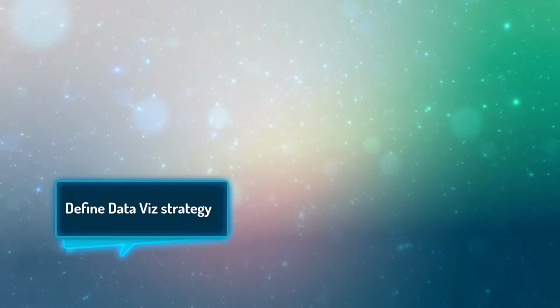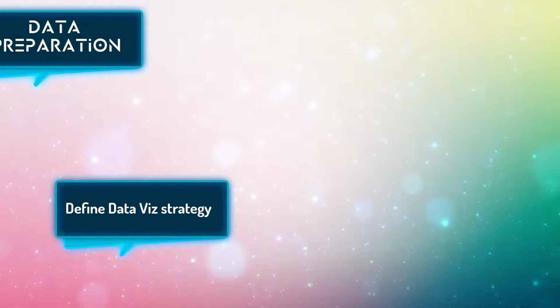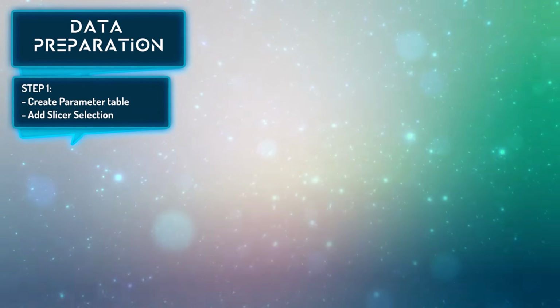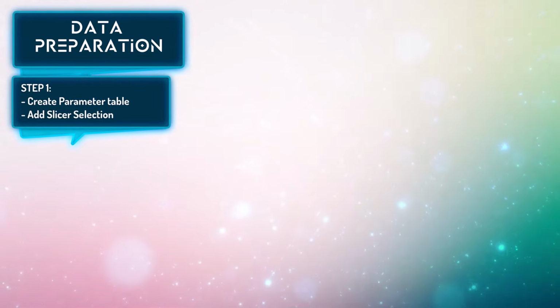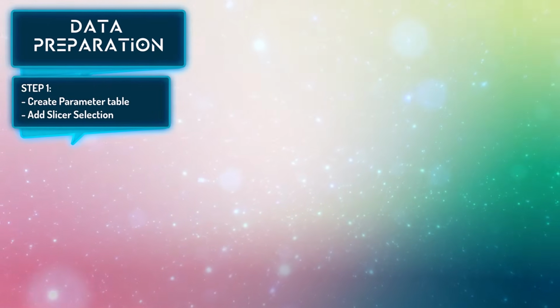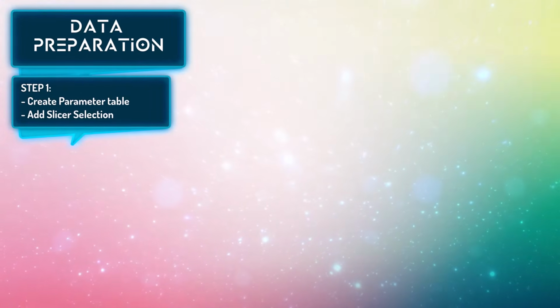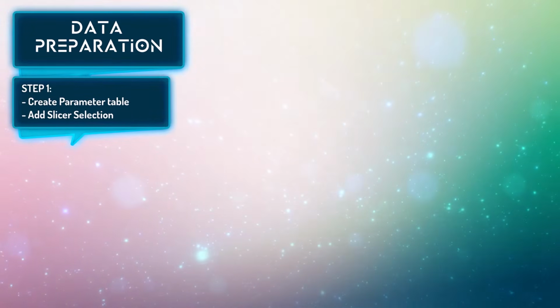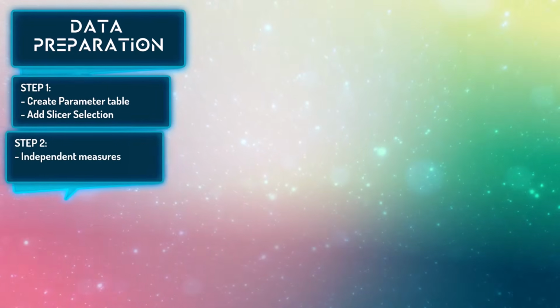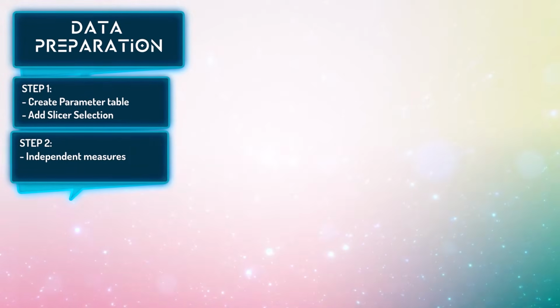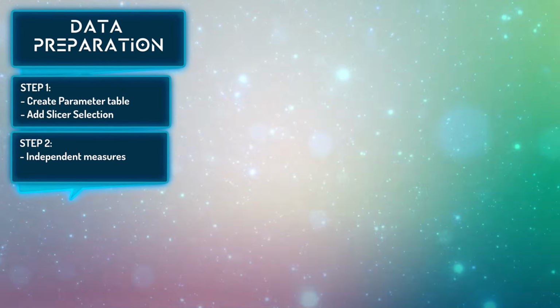Let's spend some time to define the strategy on how we're going to approach this problem. First, we need to do some preparation. We need to create a parameter table. This will act as our source of options for the user to choose from. Next, we'll add a selection slicer. This will allow the user to interact with the model and tell it which measure they want to see. We will also need to make sure that the measure we want to select will work on its own without relying on external filters.